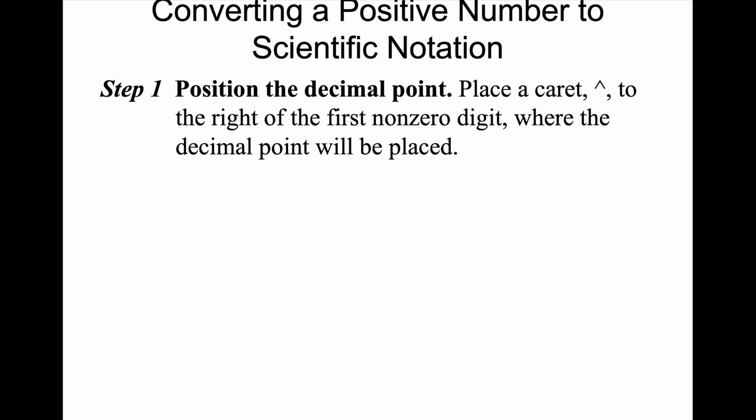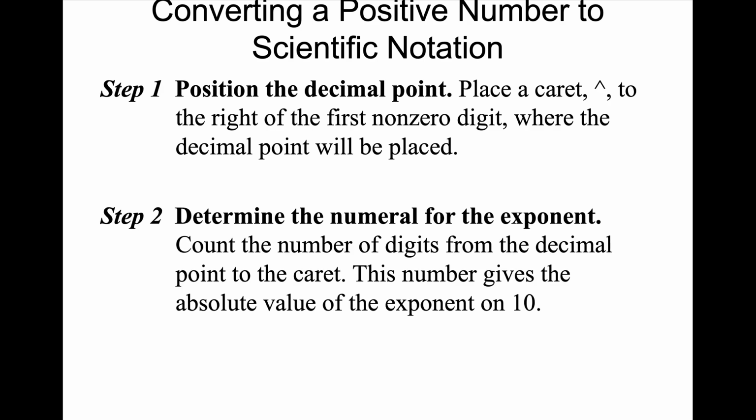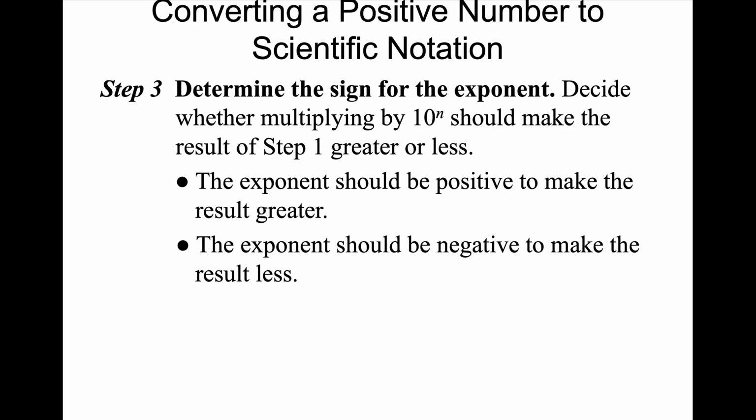To convert a positive number to scientific notation, you've got to position the decimal point. A good idea is to place the caret to the right of the first non-zero digit, where the decimal point will be placed, just after the first digit. Then you determine the numeral for the exponent by counting the number of digits from the decimal point to the caret. This gives us the absolute value of the exponent on 10. Then we determine the sign. A positive exponent gives a large number, and a negative exponent gives a very small number.